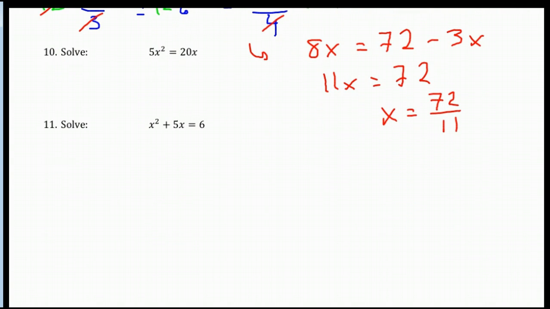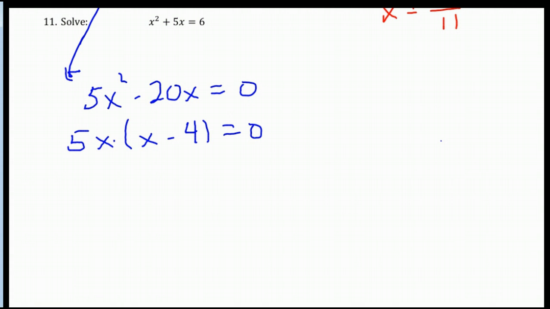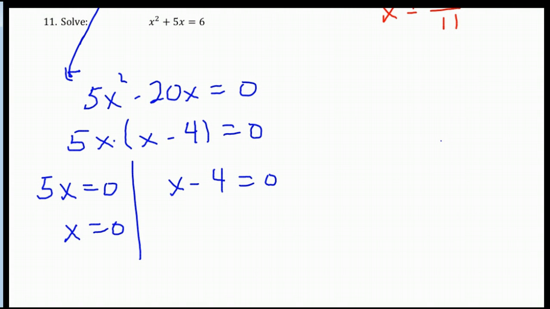I'm going to solve number 10. I'll leave number 11 for you to do. Number 10 trips people up because there's no constant term. It's still a quadratic equation. You still want to put 0 on one side, all the other terms on the other side of your equation, and then we're going to try to factor. In this case, we can factor out 5x, and that leaves us 5x times (x - 4) = 0. And so now we split this up by the zero factor property. One of these factors must equal 0, and therefore we conclude x is equal to 0 or x is equal to 4.